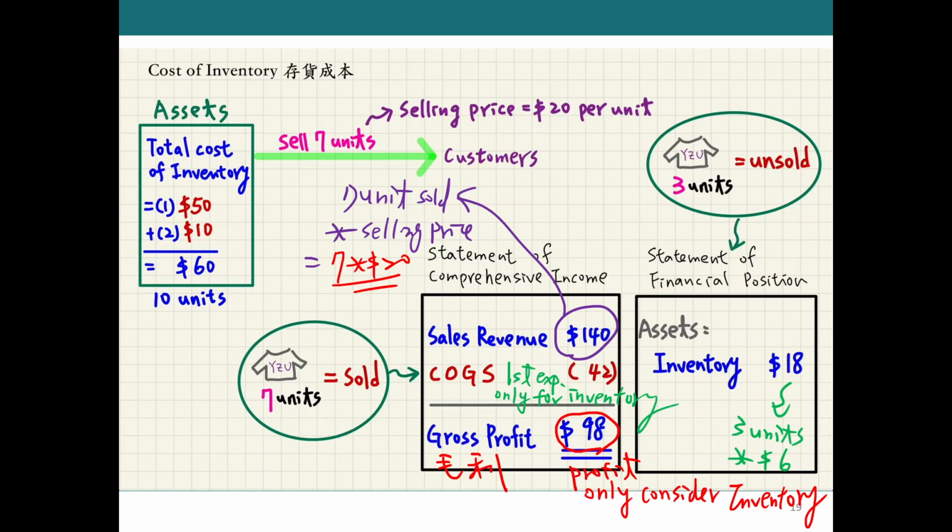Any questions? So we finish 2 new terms. You should learn from chapter 5: cost of goods sold, gross profit. Okay? No problem? Okay.